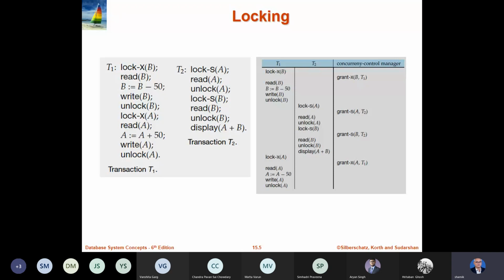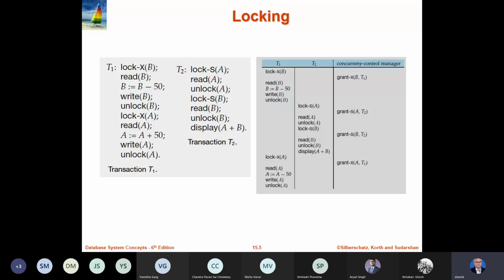When P1 requests an exclusive lock on B, since nobody else is holding any kind of lock on B, the concurrency control manager grants this exclusive lock on B to P1. So that is what that means. Then P1 reads B, then B is reduced, B is written and then unlocked.